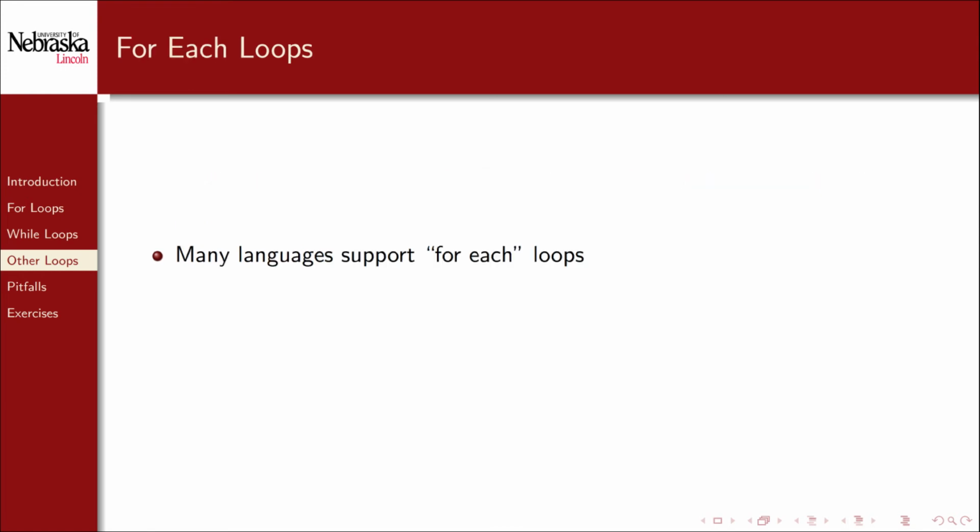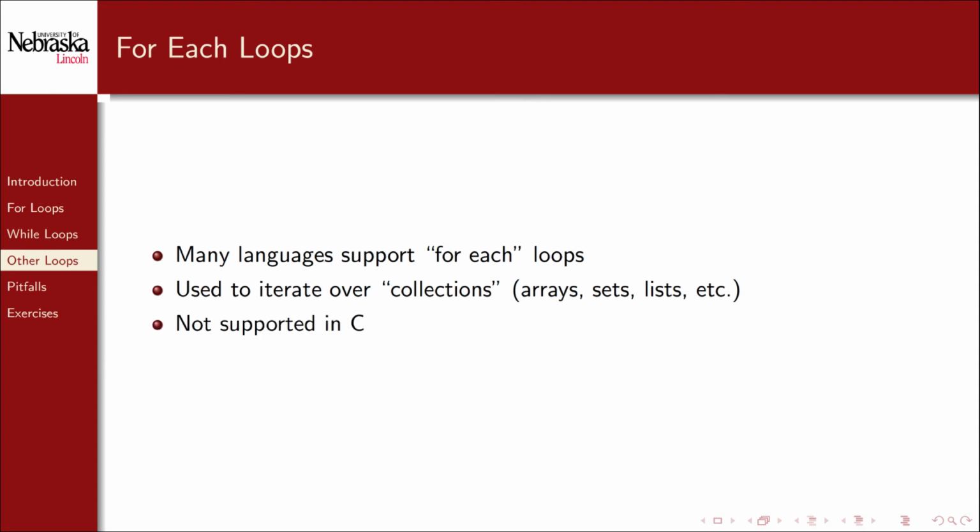Another type of loop is a foreach loop. Many programming languages support foreach loops, which are typically used to iterate over collections such as arrays, sets, or lists. Unfortunately, foreach loops are not supported in C, but plenty of languages do have them. So it's important to understand that they exist.